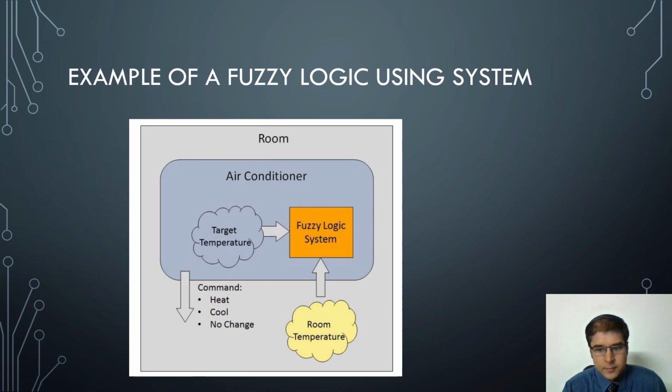In this slide, you see an example of a fuzzy logic system in use. There is an air conditioner in a room, and the target temperature is the input to the fuzzy logic system. Based on the room temperature, it will do the commands heat, cool, or no change. So basically, based on the target temperature crisp set, it will output the heat, cool, or no change command.